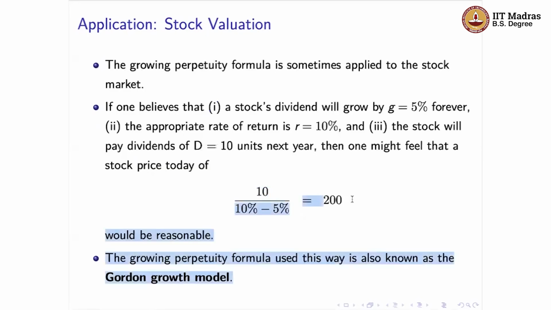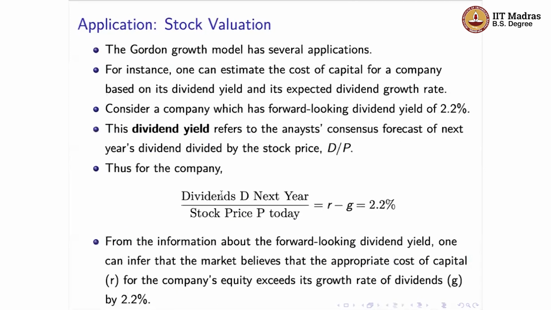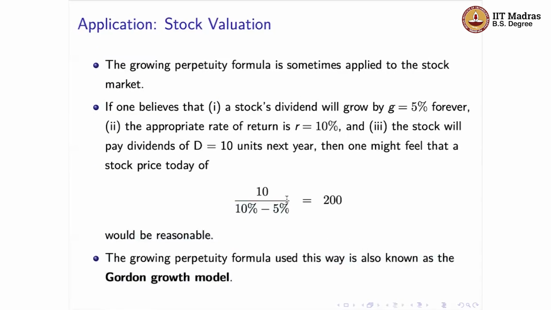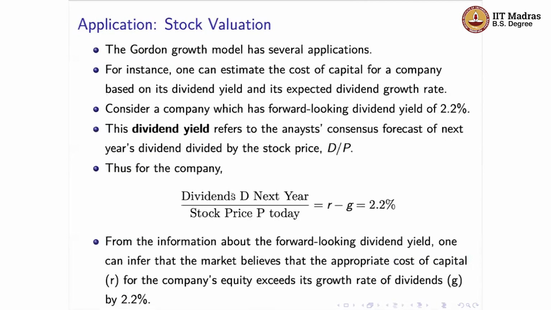Next year. This was the price. So if we rearrange this, it is basically saying dividend next year divided by price is equal to R minus G, right? Now, instead of being given the values of R, G, and D and using that to calculate P, we already have D by P, and we are using that to come up with an estimate of R minus G.